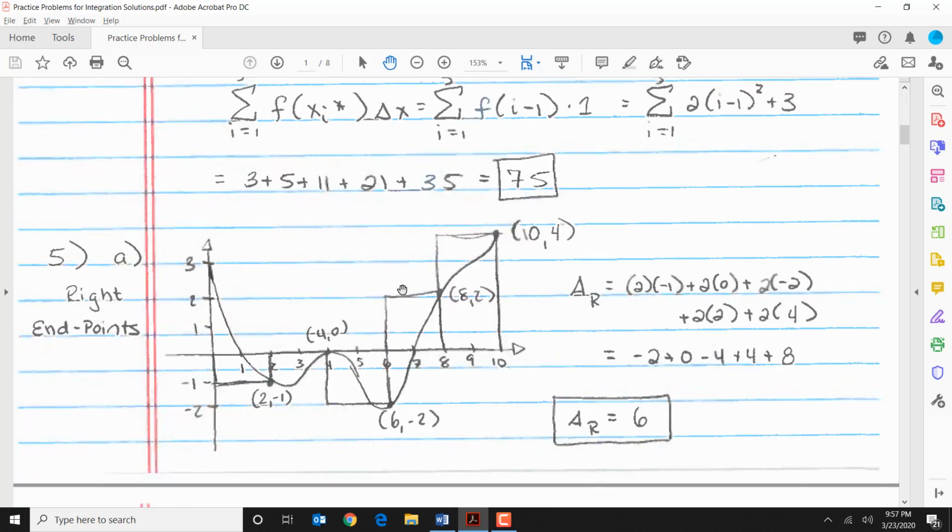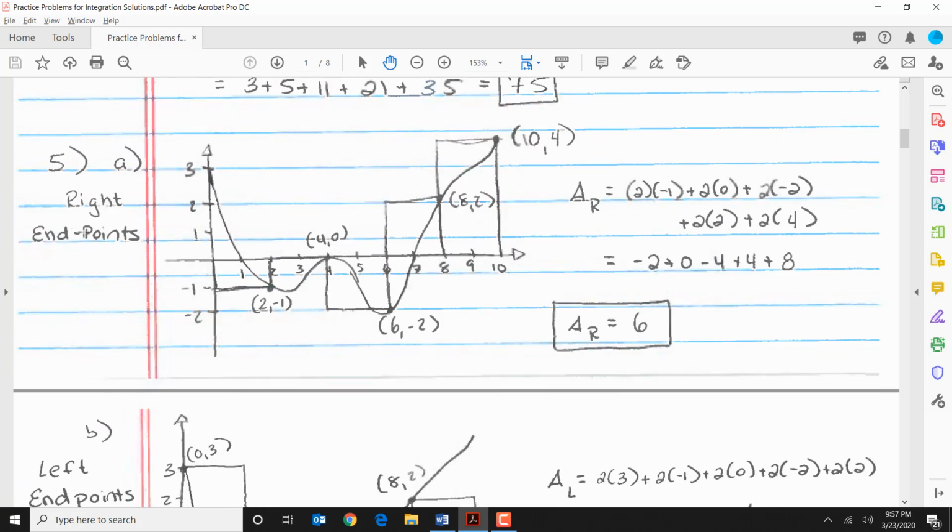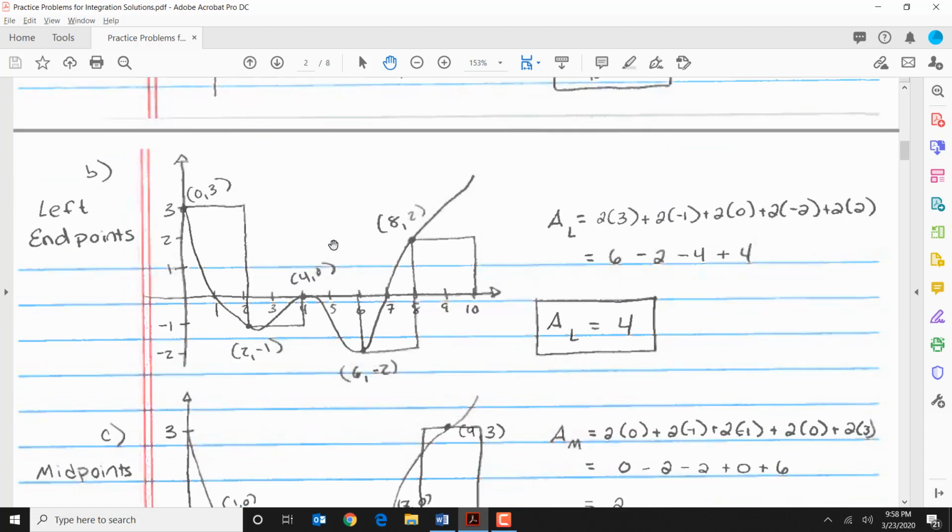So that's what I did here. I drew it out for you. The right endpoints, right? We're going to draw all of them, 2, 4, 6, 8, and 10. And then you just use that function evaluation, right? The width of the interval is 2, so 2 times the function evaluation, 2 times the function evaluation, and so on for all five. And we get 6. Drew it out for left endpoints.